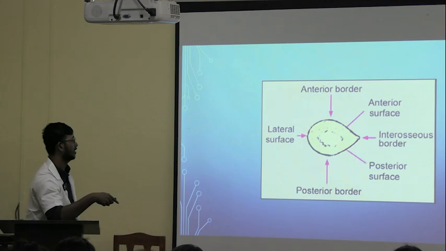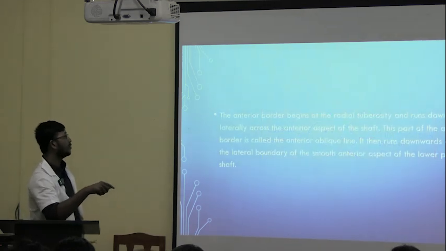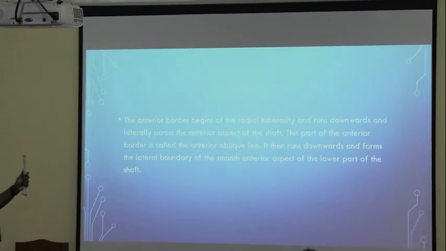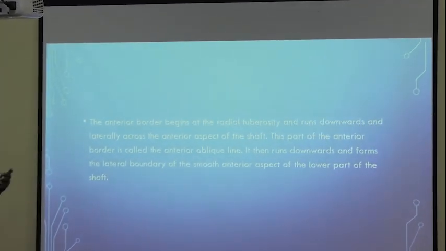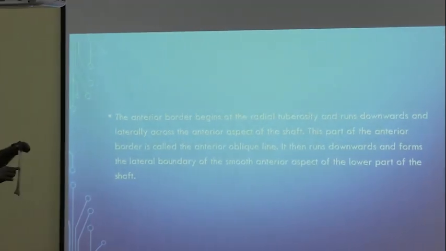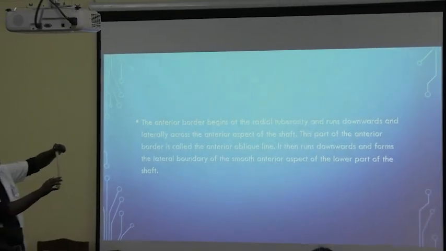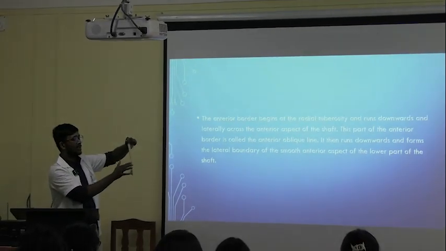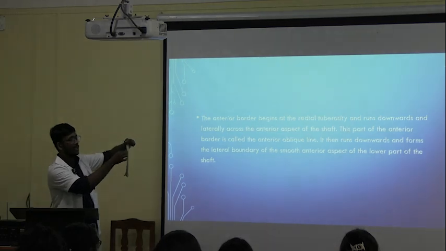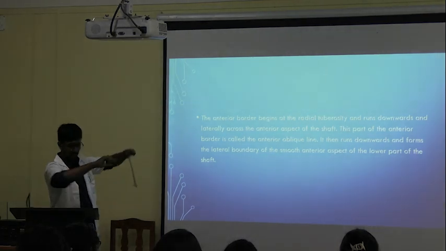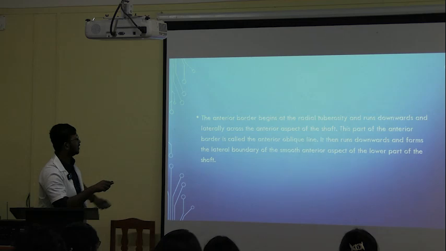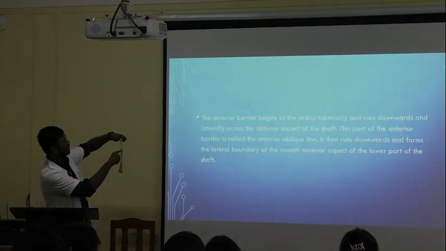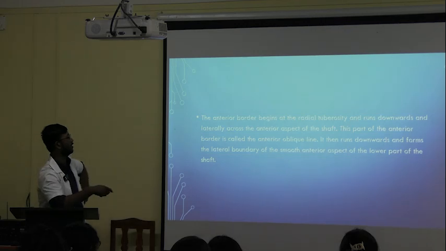Just for understanding. Now the anterior border begins at the radial tuberosity and runs downwards and laterally across the anterior aspect of the shaft, as I have shown you. This is the anterior border coming downwards, and here it merges with the lower end. It becomes a bit smooth, not as sharp as it is in the upper end. Okay. And there is an anterior oblique line also. This one is the anterior oblique line.